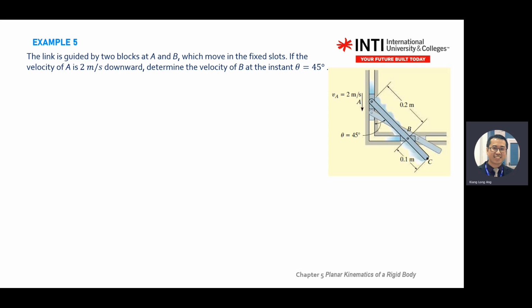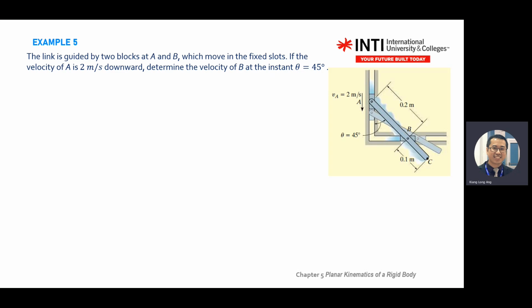And you're given a point C. So this one is a tutorial question, so we won't ask you point C, but when it comes to assessment, we might ask you what is C velocity. Okay, so if you look at this link, when A moves down, where does B move?